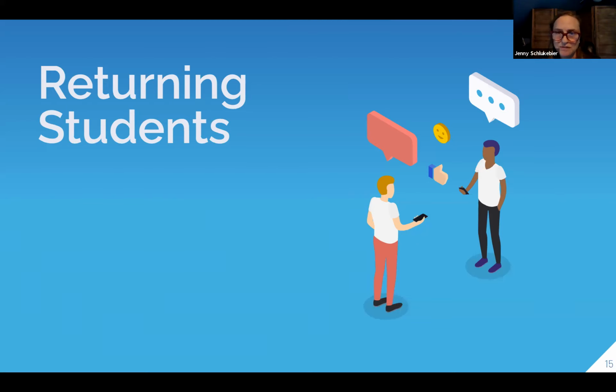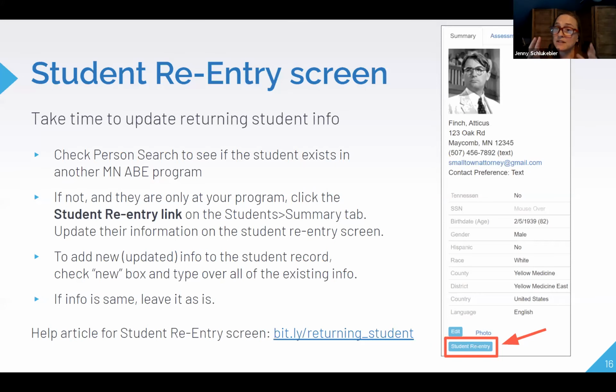So I want to remind you that the best way to bring a student back into the fold is to go through the reentry process that we have on SID, where you can update their information in one pretty easy screen, which updates everything. Hopefully they will then not appear on the desk audit as a student with missing info, because you've gone through the process of updating your info using this official method. Okay, so I want to highlight briefly the student reentry screen.